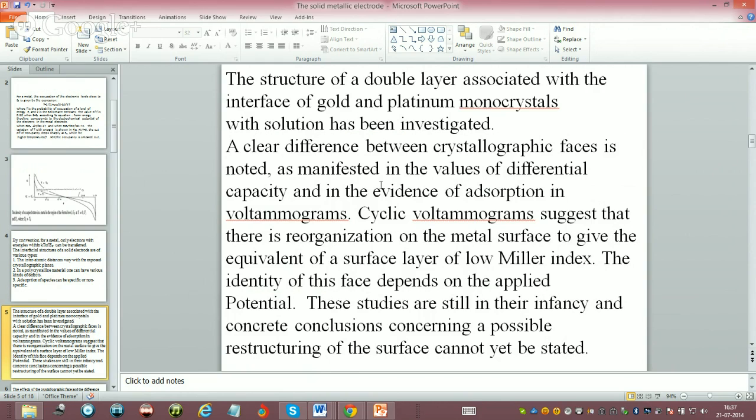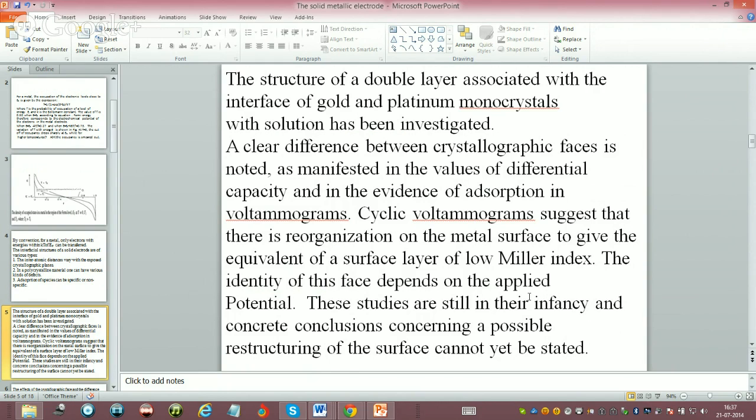The potential also is one factor responsible for the reorganization. The identity of this phase depends upon the applied potential. These studies are still in their infancy. We have to spend some time on this, how this potential is going to be responsible for the reorganization, whether it will also be giving rise to this. This is one thing that is not very clear in electrochemistry.